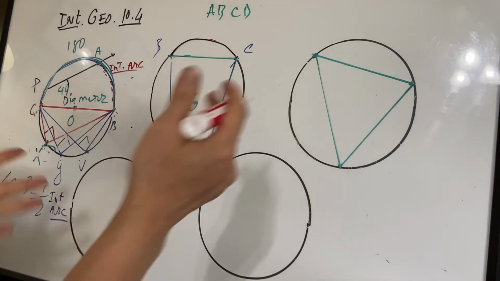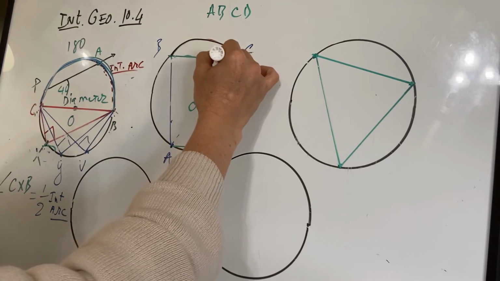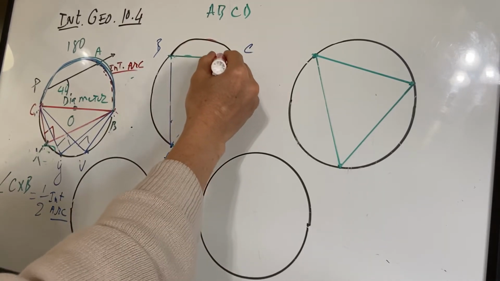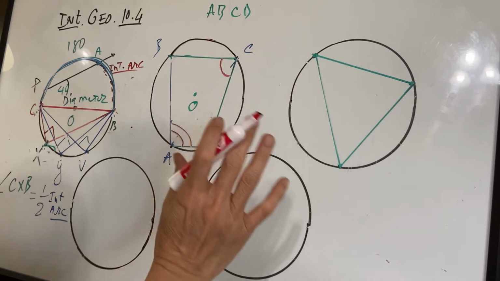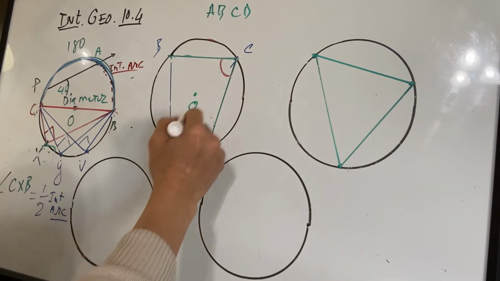Meaning, show me the opposite angle to angle C. Look. The opposite angle to angle C is angle A. They are not congruent. They don't have to be congruent, okay? But the opposite angle is right there.